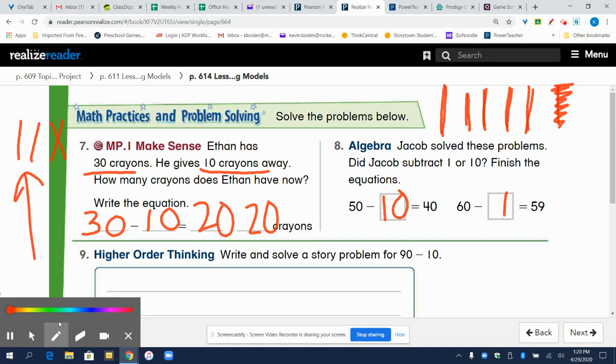All right, our last equation is down below. We're going to skip number 9. I would love it if you do it because it says write and solve a story problem for 90 minus 10. Get creative, get fun, maybe even send it to me and I'll feature it on one of our videos. But I am going to do the last equation with us. So I'll see you on the last question.